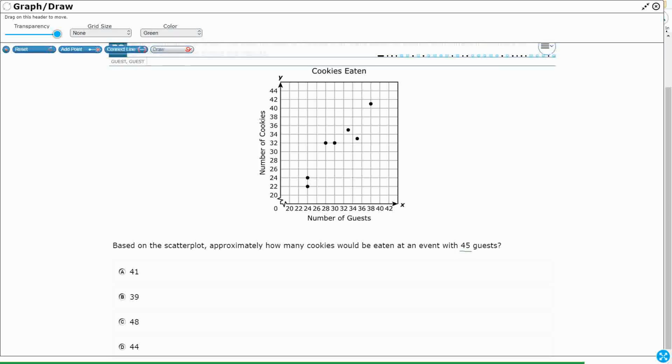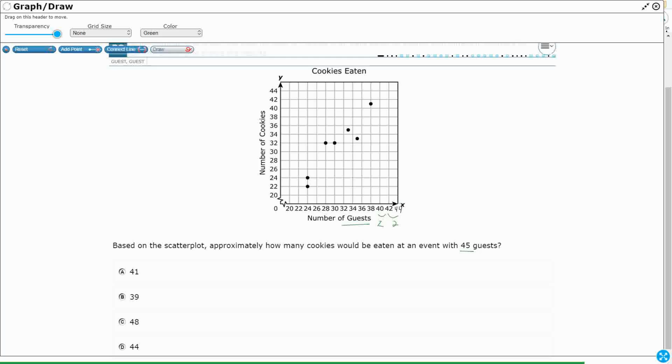So we're looking at 45 guests, the number of guests on our x-axis. If I were to add this right here, that would be a 44, right at the very edge, which means I need to go about half a tick over, because I've got jumps of 2 here. So I need to get right there maybe, just right next to it, but not a full jump over. Okay, so that's going to be 45.